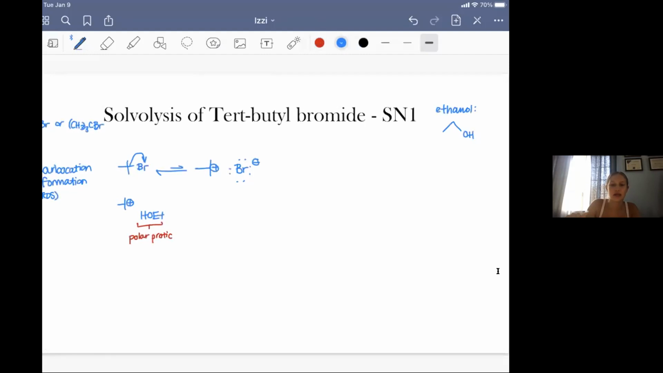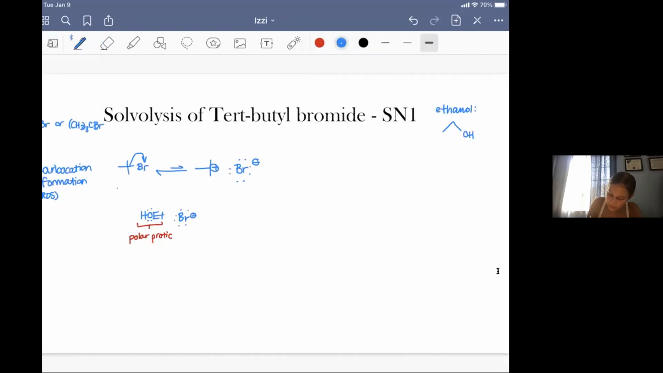And we know that it's protic because the hydrogen is still attached. If it was just OEt with a negative charge on the oxygen, then it would be polar aprotic. And remember that our bromine is still floating in solution. But what's going to happen now, let me move the charge over a bit, or I'll draw this bigger for better visualization.